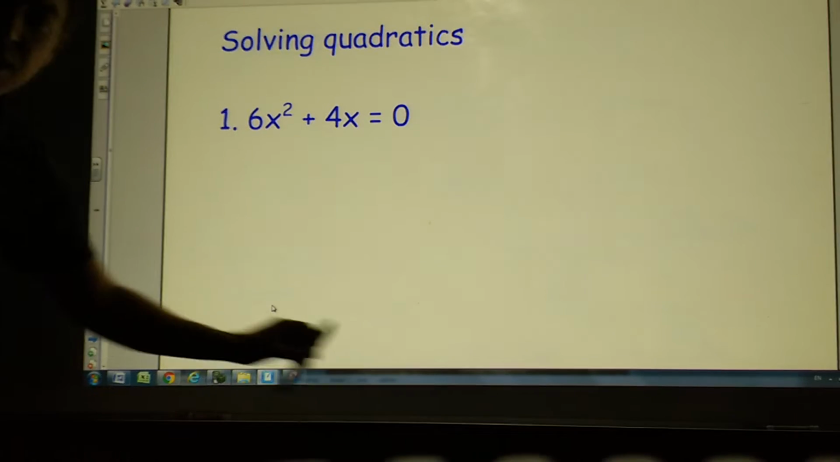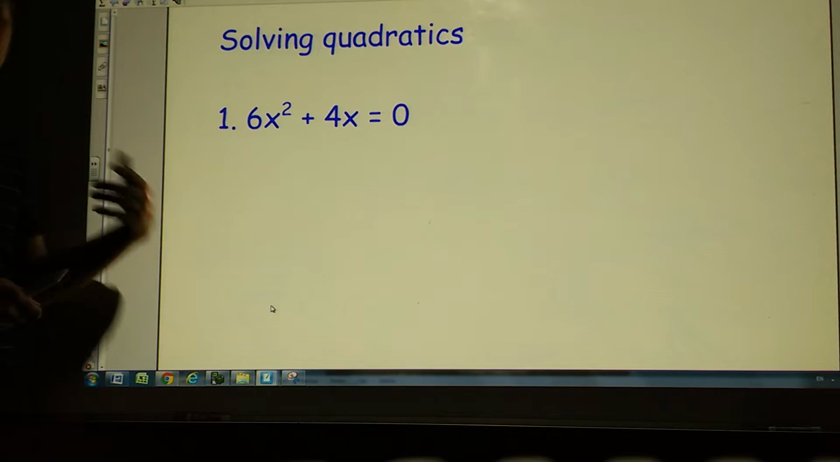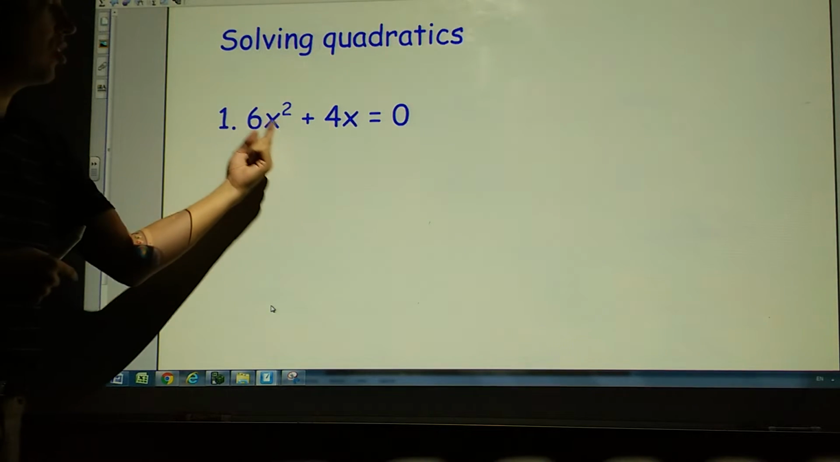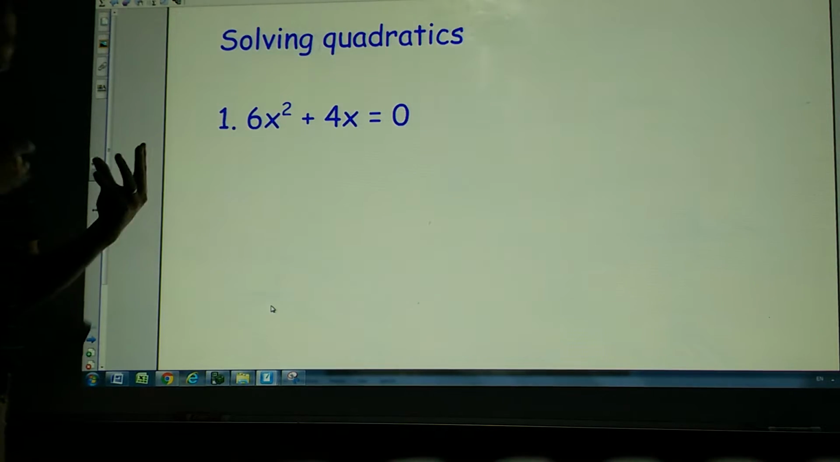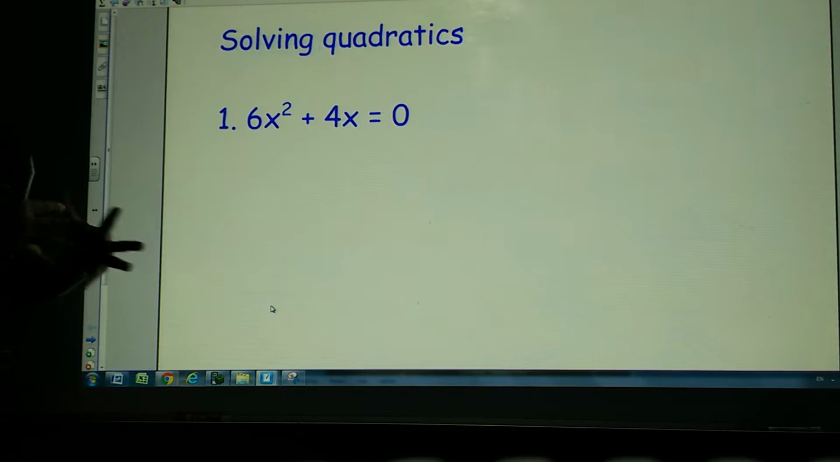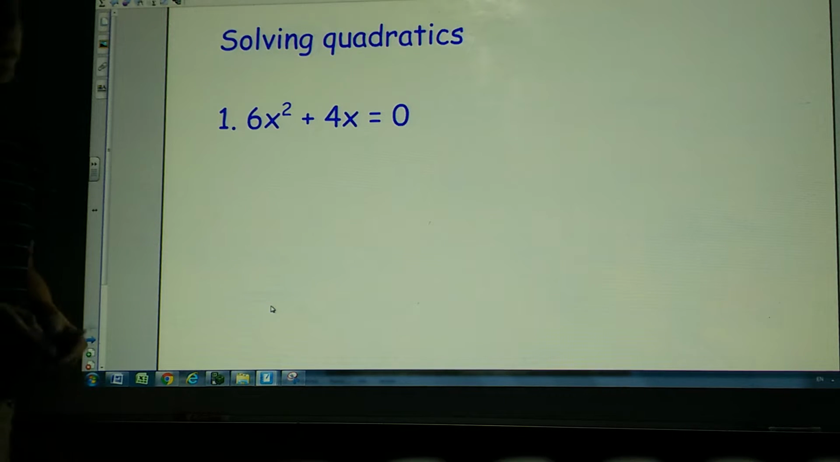Hello. Today we get to review some stuff about parabolas or quadratics, these things that have an x squared in them. How do we solve these? Well, there's a wide variety of ways to solve them. I'm going to do an example problem, and then you're going to get a chance to do some by yourself.